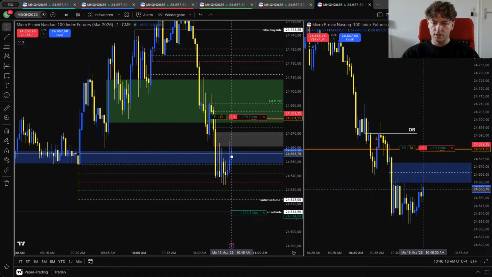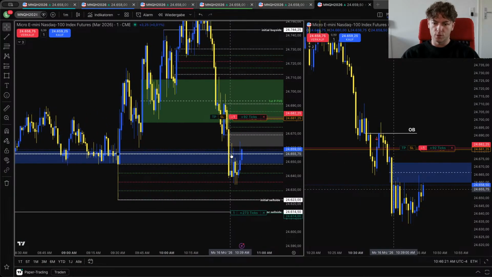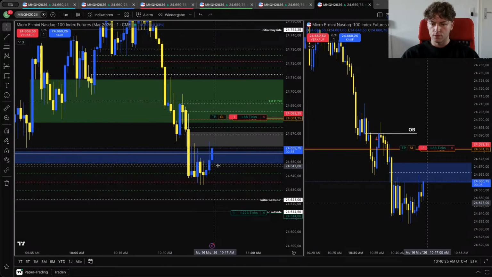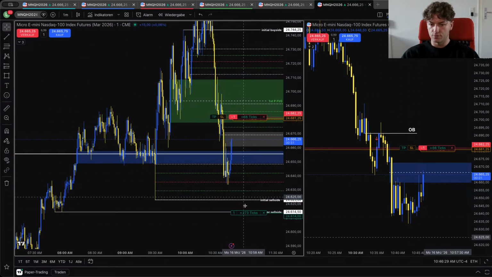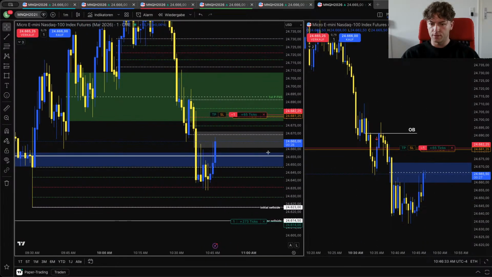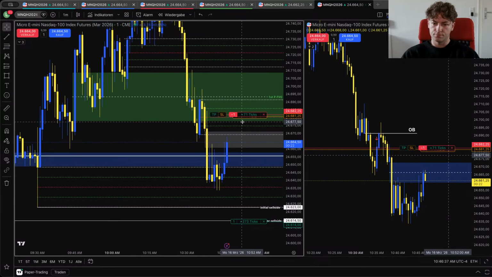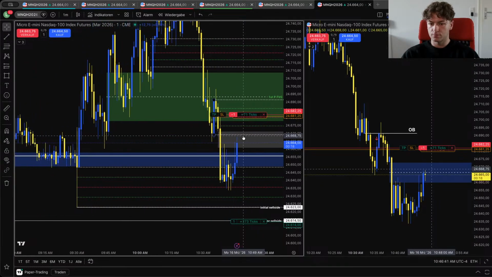It's 10:46, so price could also be waiting for the macro to eventually deliver the move to the downside. I'm completely content where my stop loss is. So if I get stopped out, I get stopped out.